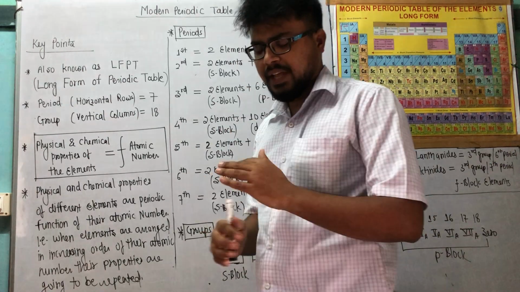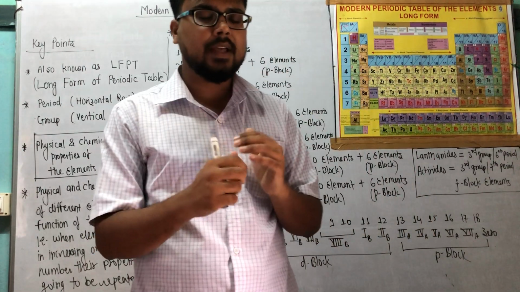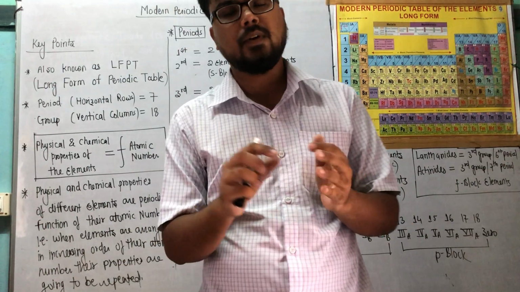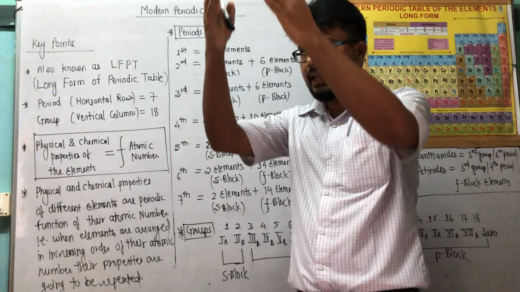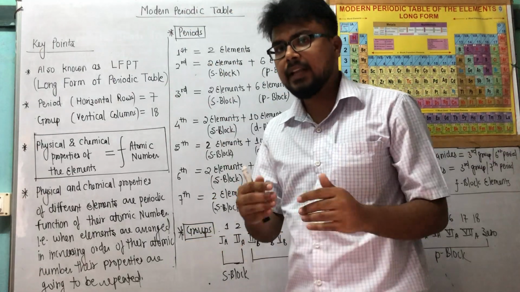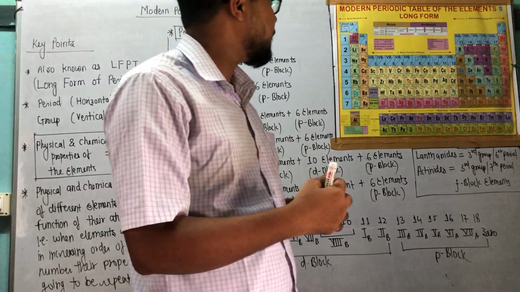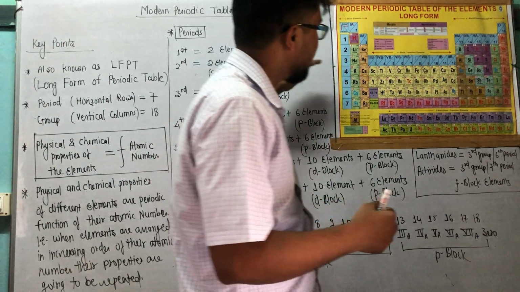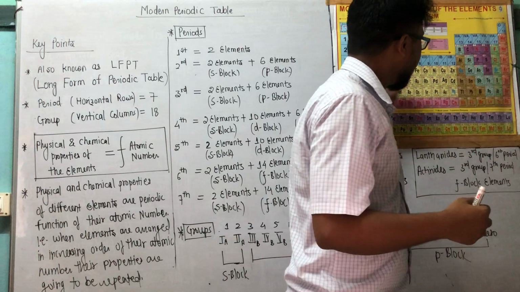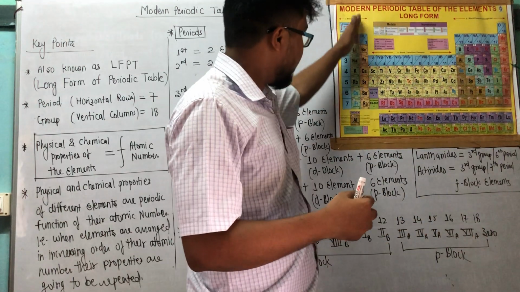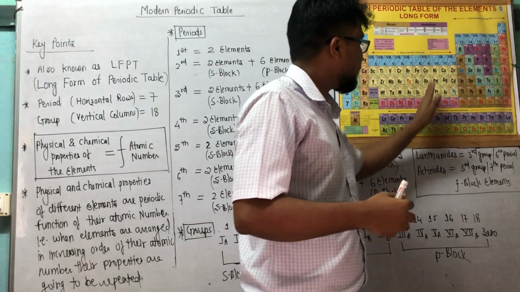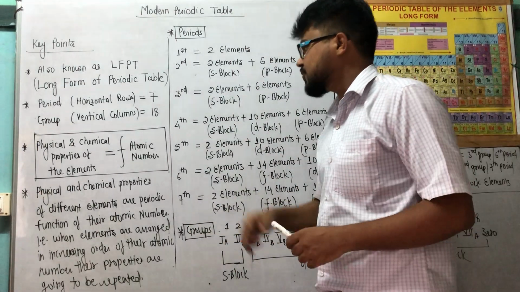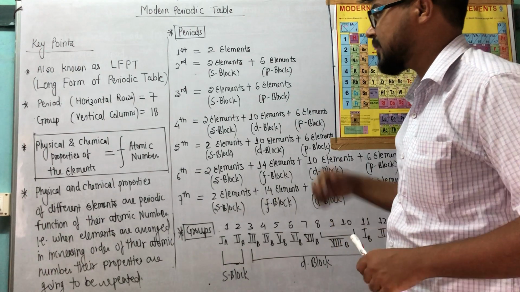We are well aware of period and group from the Mendeleev periodic table, right? In the Mendeleev periodic table there were 7 periods and 8 groups. Similarly, in this periodic table, there are 7 periods: 1, 2, 3, 4, 5, 6, 7. Horizontal rows are known as periods, and the vertical columns are known as groups. So here a total of 18 groups are there. One by one we will discuss them.